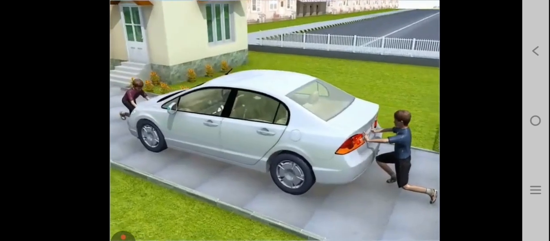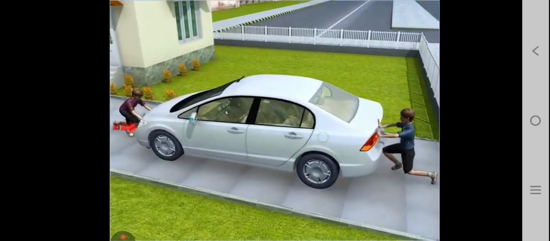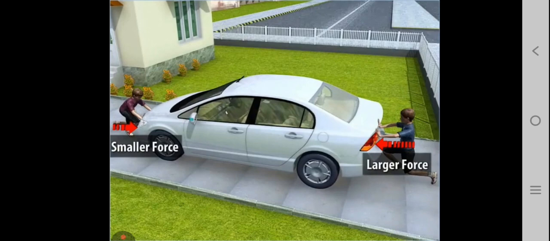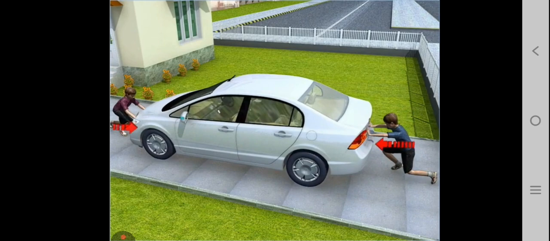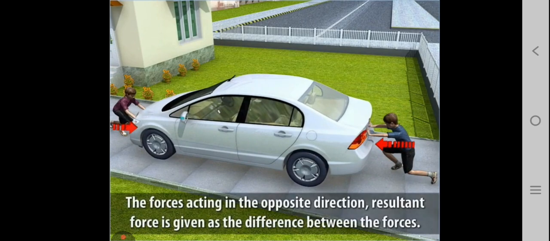This time, you push the car backward, but let your friend push it forward with a greater force. Now the car moves forward. Thus, if the two forces are in opposite directions, the resultant force is the difference between the two forces.